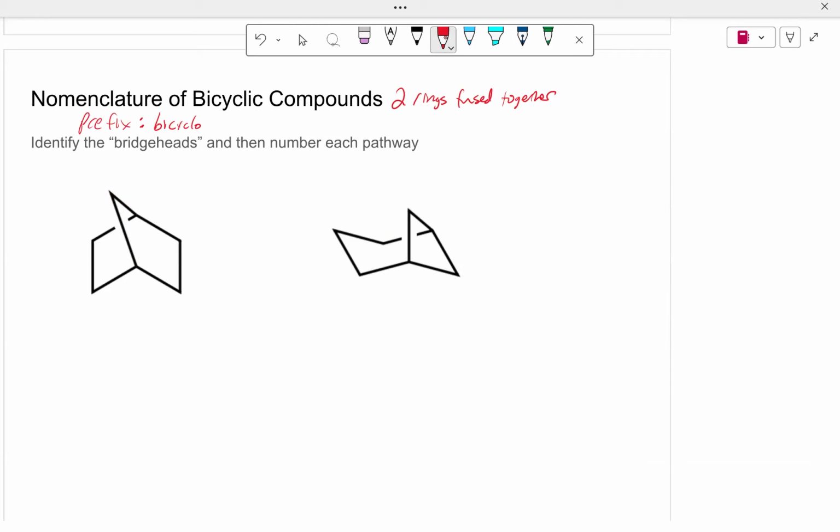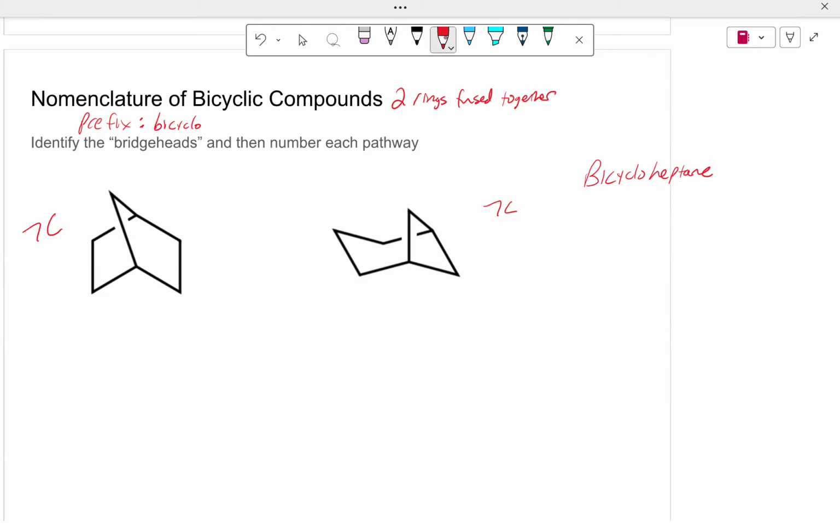Now, here's where we run into problems, and this is what makes this, in my opinion, one of the trickiest things to deal with: count the number of carbons that are in each of these. So I'll give you a second to count. You see the one on the left has 7 carbons. The one on the right has 7 carbons. So if I just start calling this bicycloheptane, which one's bicycloheptane? Well, they're both bicycloheptane, but they both look different.